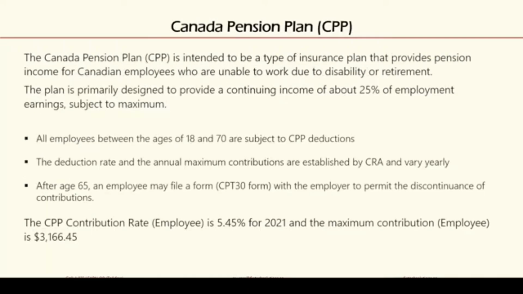The first one, Canada Pension Plan, CPP. The Canada Pension Plan is intended to be a type of insurance plan that provides pension income for Canadian employees who are unable to work due to disability or retirement. The plan is primarily designed to provide a continuing income of about 25% of employment earnings, subject to maximum.